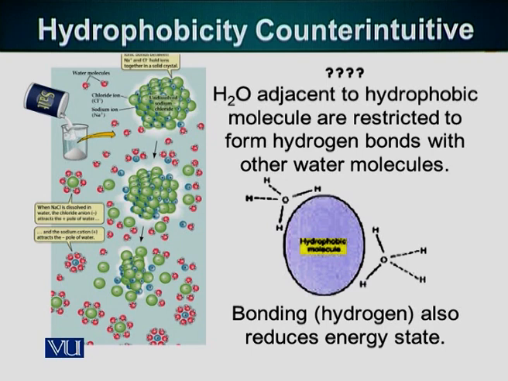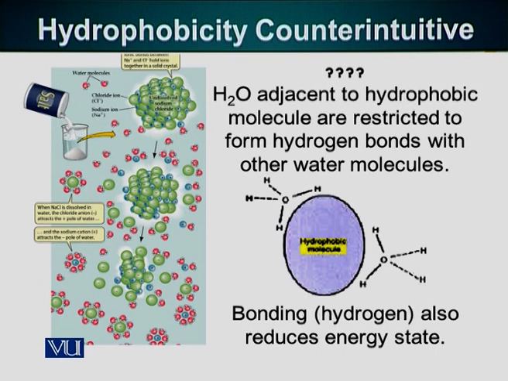The partially positively charged hydrogen atoms, when they are close to oxygen atoms, form a weak bond which is called hydrogen bond. The formation of hydrogen bond reduces the total energy of the system. And that is why it is favorable for water molecules to stay in close contact with each other. When we add a hydrophobic substance in water, the water molecules will be restricted in forming this hydrogen bond with each other. We can maximize this.